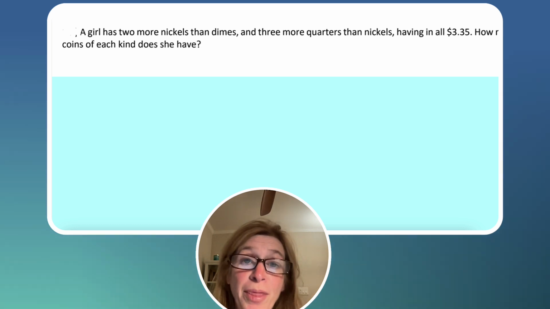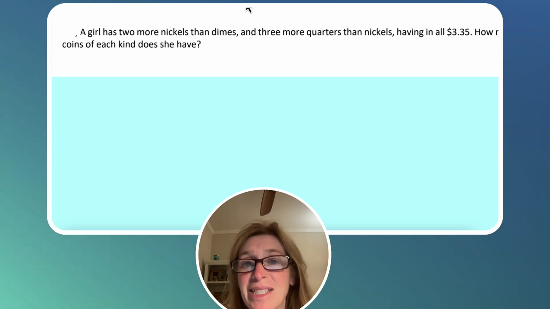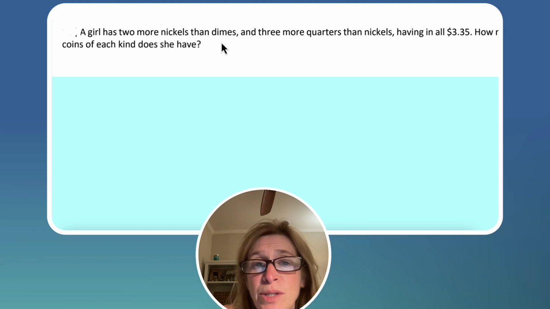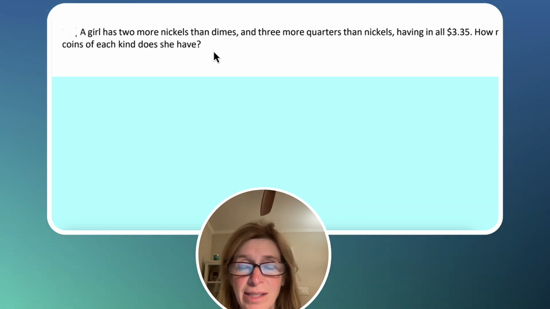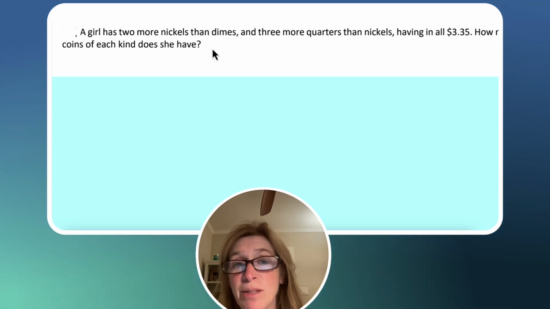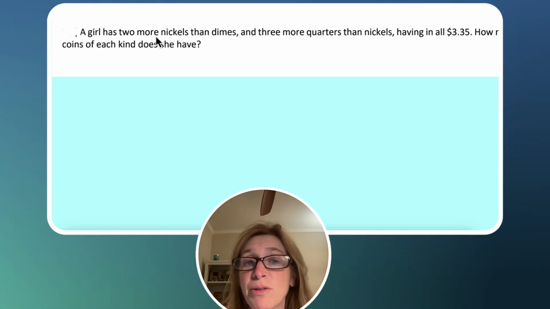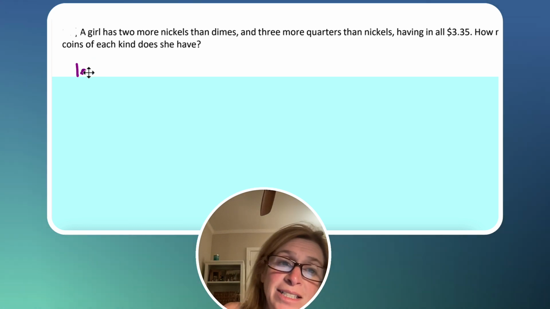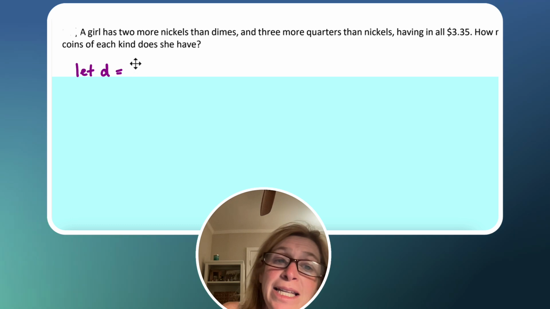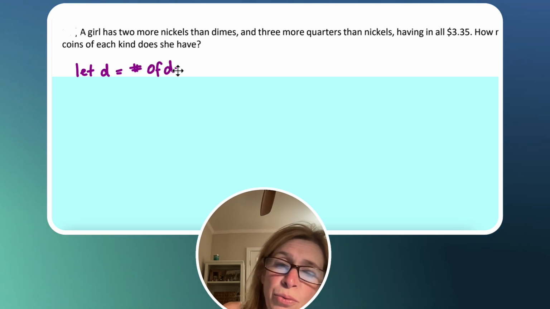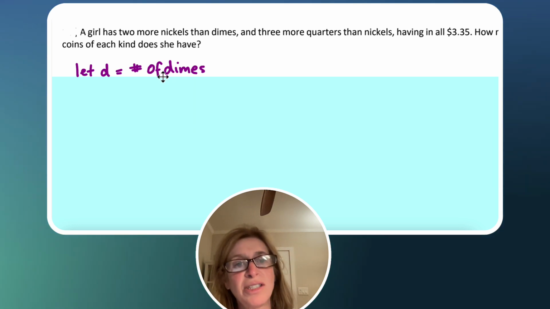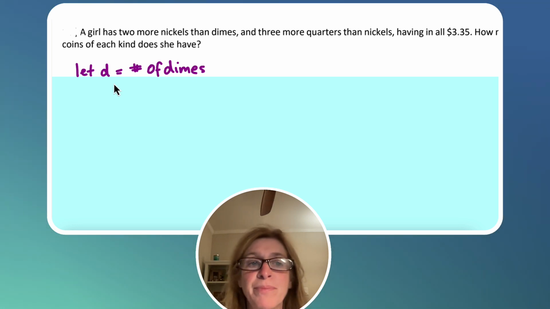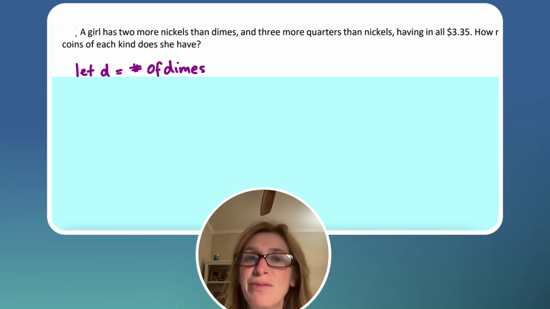So number one, the most important thing that we do is we always want to write a let statement. When I write a let statement, I always want to use the variable to represent the item that is the smallest. It doesn't have to be, I find it to be easier. So in this case, 2 more nickels than dimes and 3 more quarters than nickels tells me that dimes is the lowest. So I'm going to let D equal the number of dimes. Now, you're going to run the risk of not really understanding if you just write dimes. D isn't just dimes, it's the number of dimes. All right, so then we write everything in terms of D.